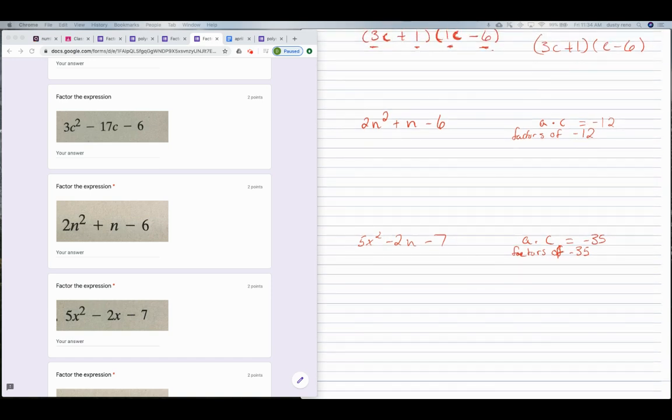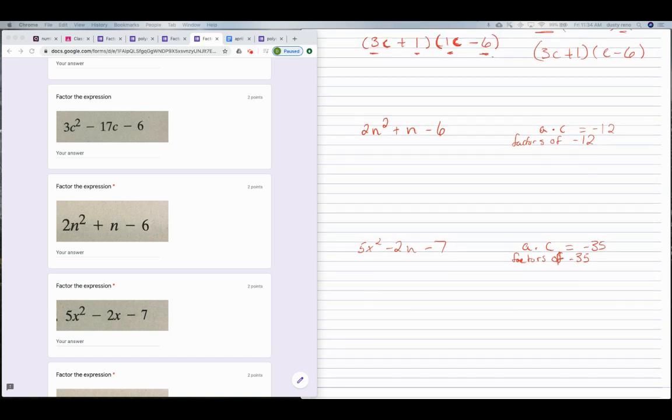All right, so same thing now. Once again, we're looking at 2n squared plus n minus 6. So the factors of 2 are going to be 2 and 1. And the factors of negative 6, now the middle one is a positive, so our larger factor should be the positive value. So you've got negative 1 and 6, or negative 2 and 3. Okay, so now we're looking at what combination of this gives us a plus 1.